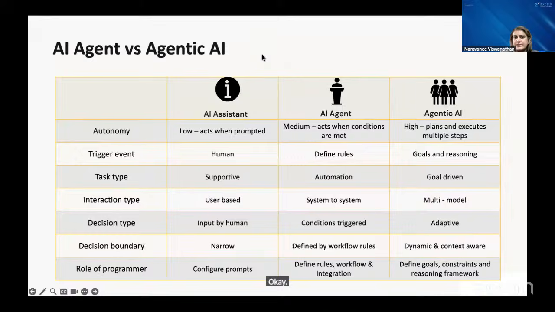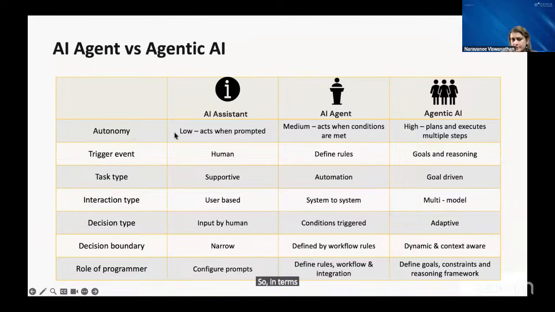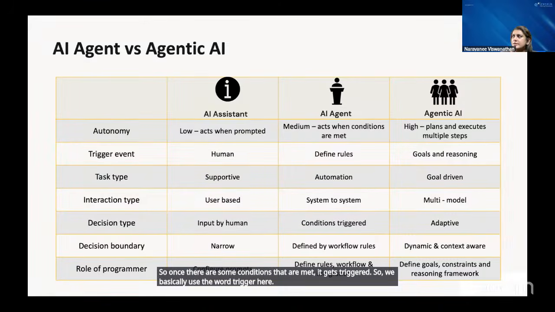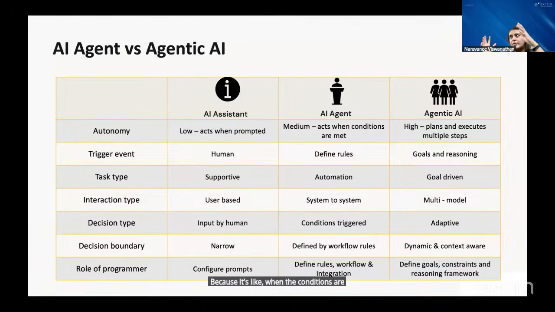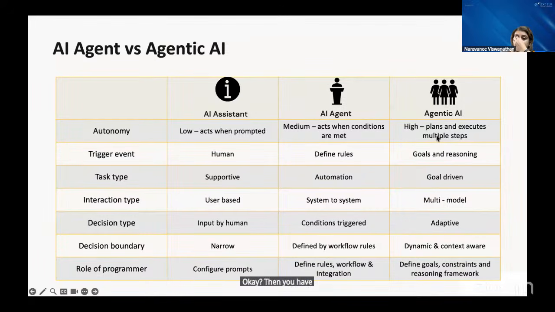Okay, so let's understand. We have an AI assistant, we have an AI agent, and we have an agentic AI. Okay, clear. So in terms of autonomy, AI assistants have very low autonomy. It will only act when you prompt it. For an AI agent, it is medium. Once some conditions are met, it gets triggered. We use the word trigger here because it's like when the conditions are correct, it will rain. Similarly, when the conditions are right, only then this agent will come into action. Then you have an agentic AI where it is very high.